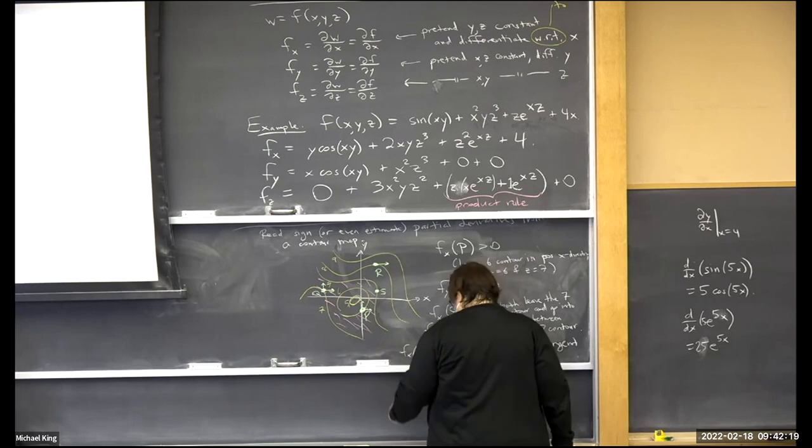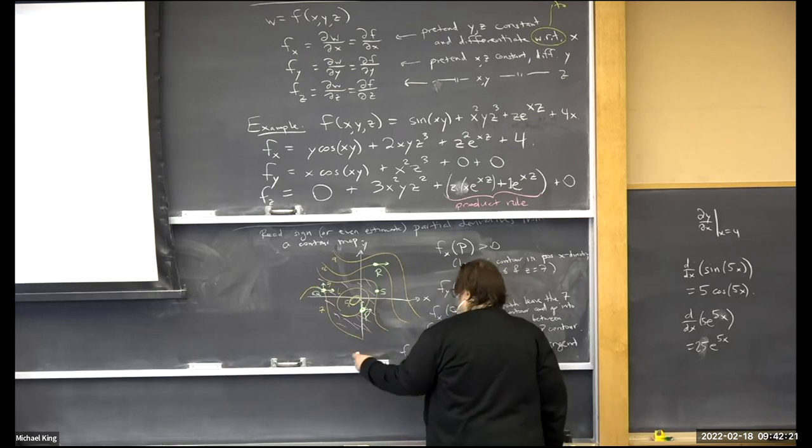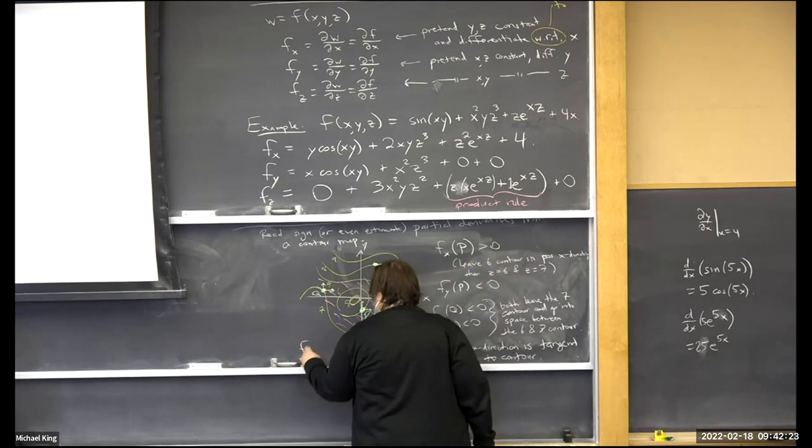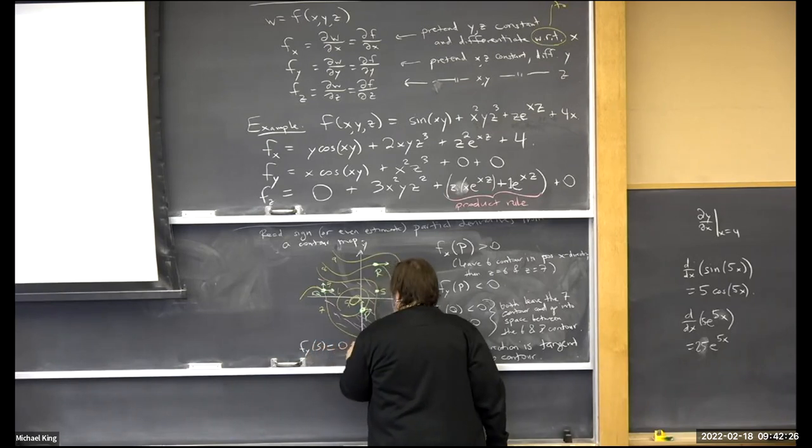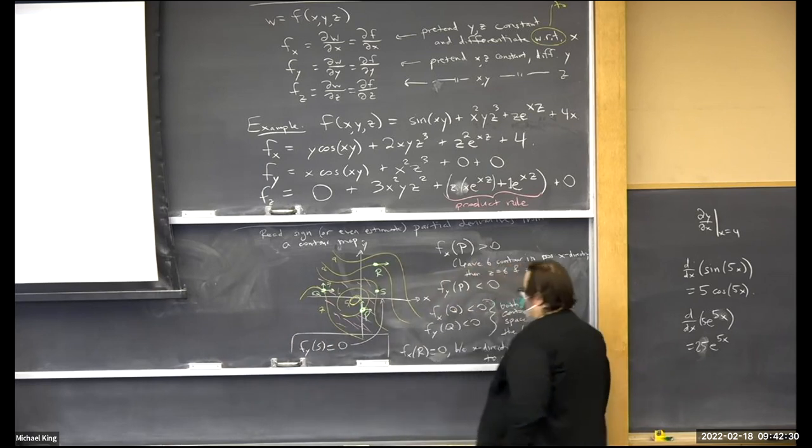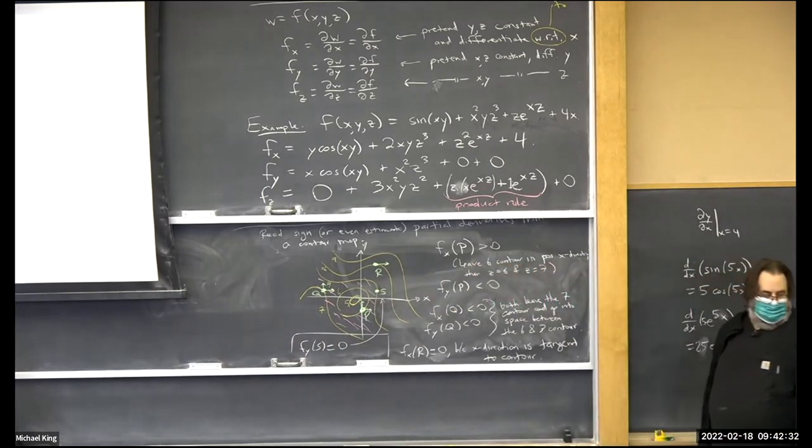I'm running out of space here, but in your notes, hopefully, the partial y at s is 0, for the same kind of reasons. Okay, so that's the thing. That's one of the things, is just trying to read these contour maps.